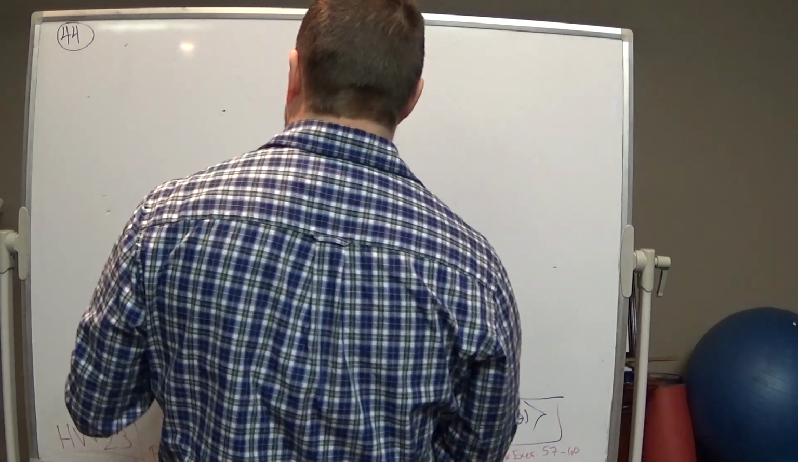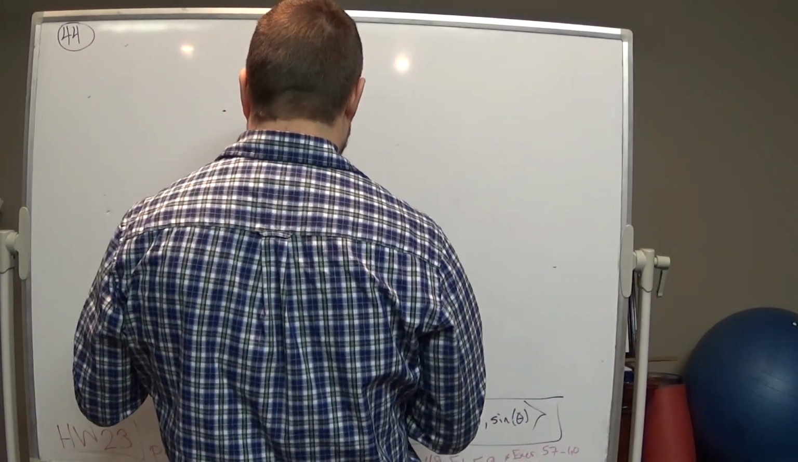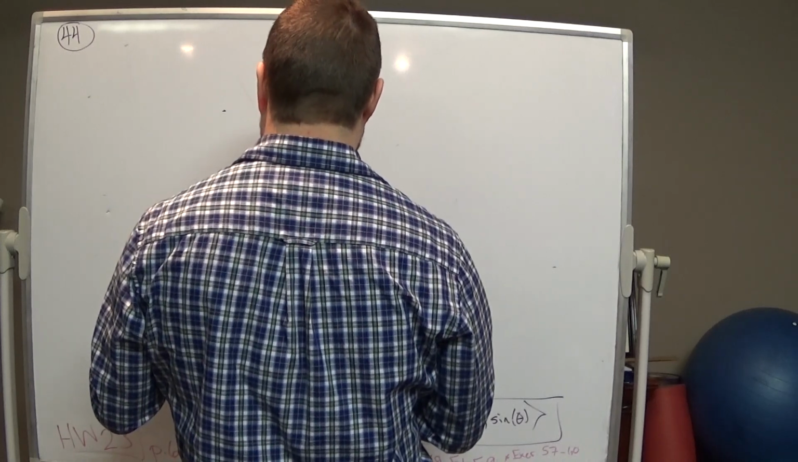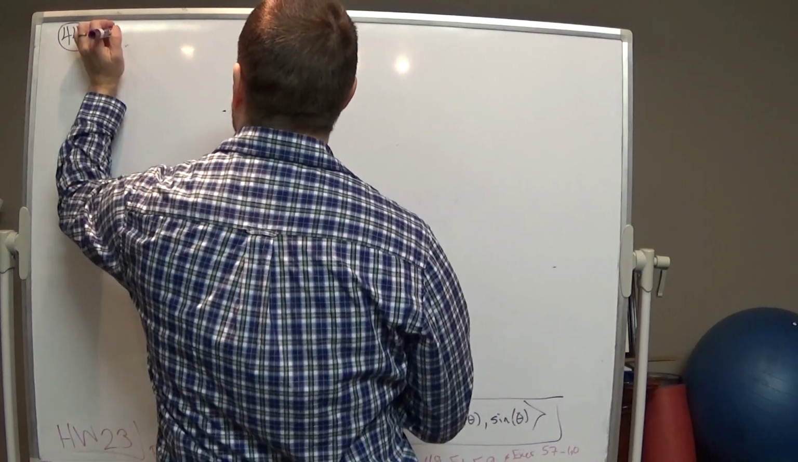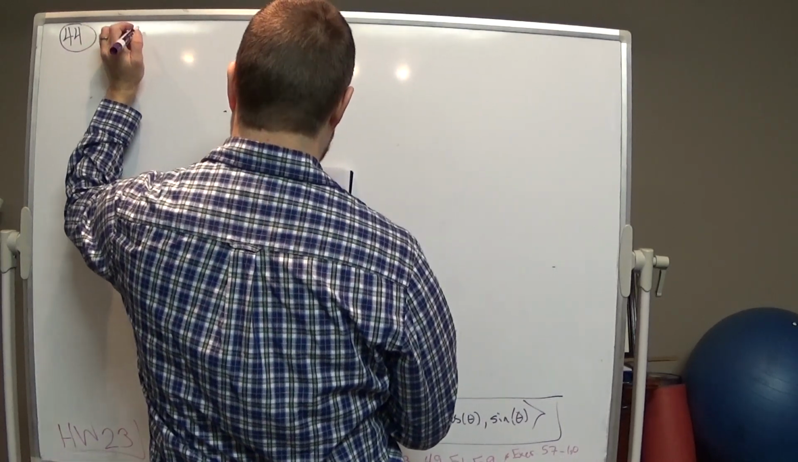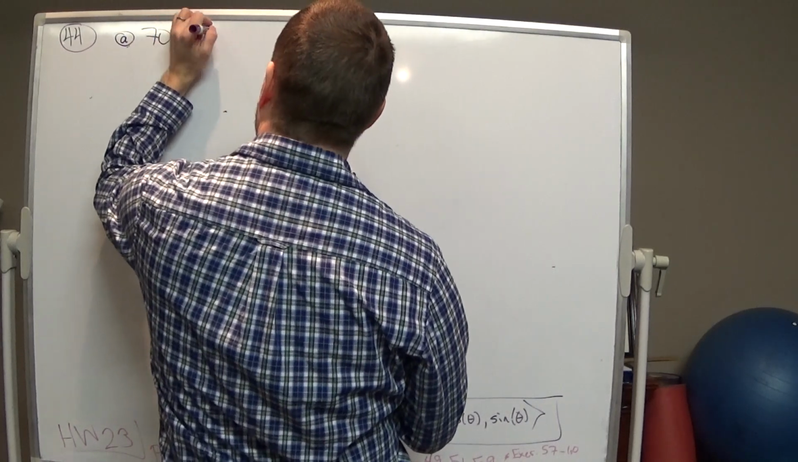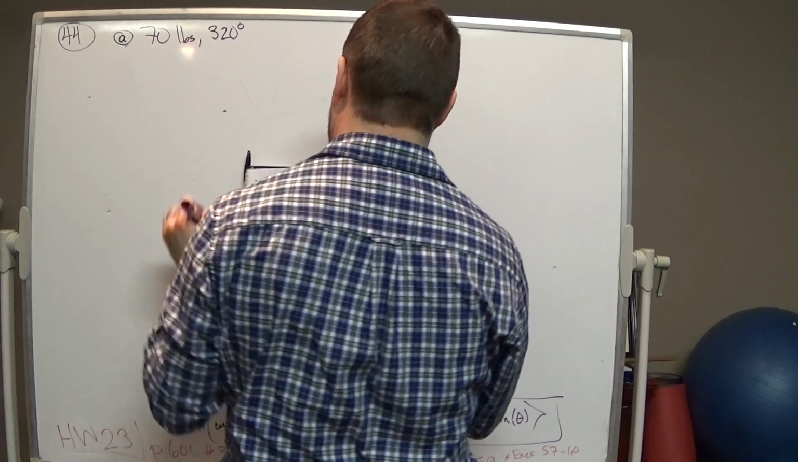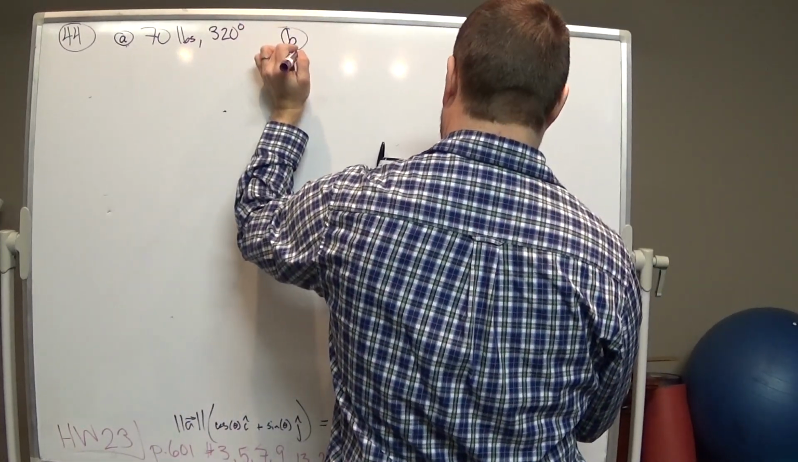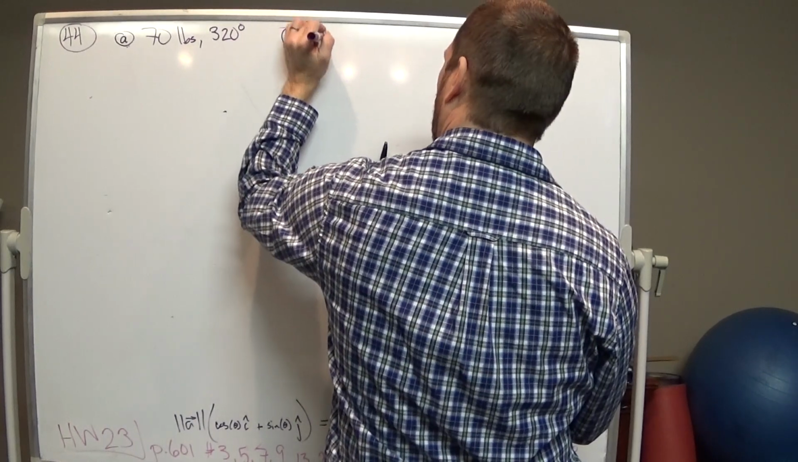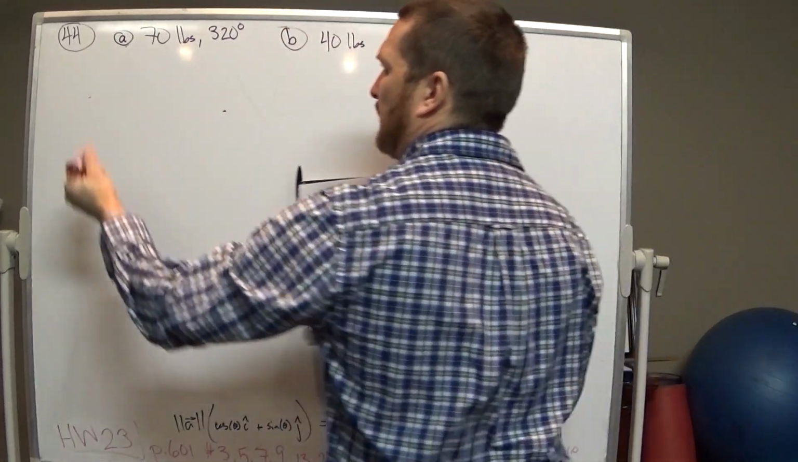So, two forces act on one point. Find the resultant vector in magnitude and direction. So, here are the two forces. Force A is 70 pounds at 320 degrees. The second force is 40 pounds at 30 degrees. So let's see what's going on here, okay?